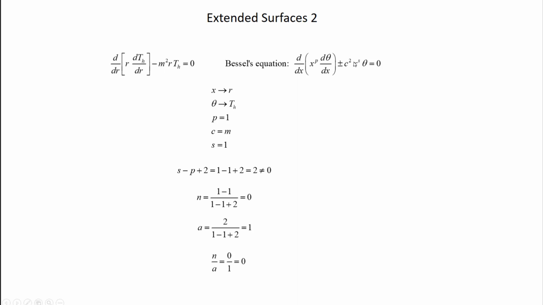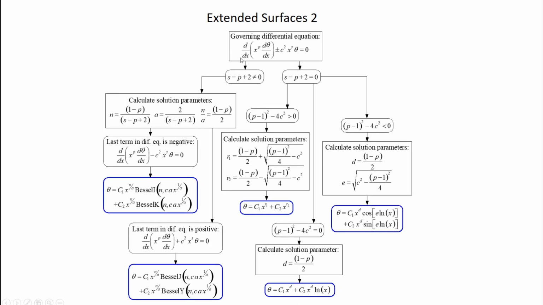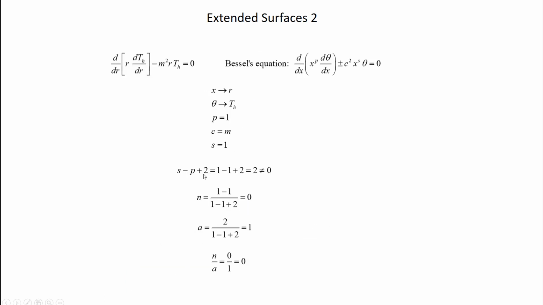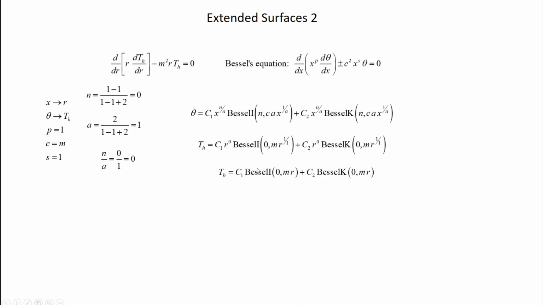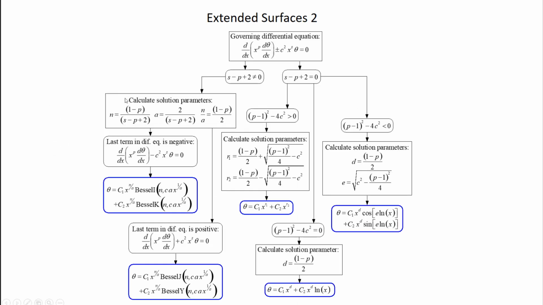And then here x is to the s power, r is to the 1 power, so s is equal to 1, right? So these are the substitutions that I need to go through this path. The first thing I need to do is calculate s minus p plus 2. So s minus p plus 2 is 1 minus 1 plus 2, which is 2, and 2 is not equal to 0. So I'm going down this road.